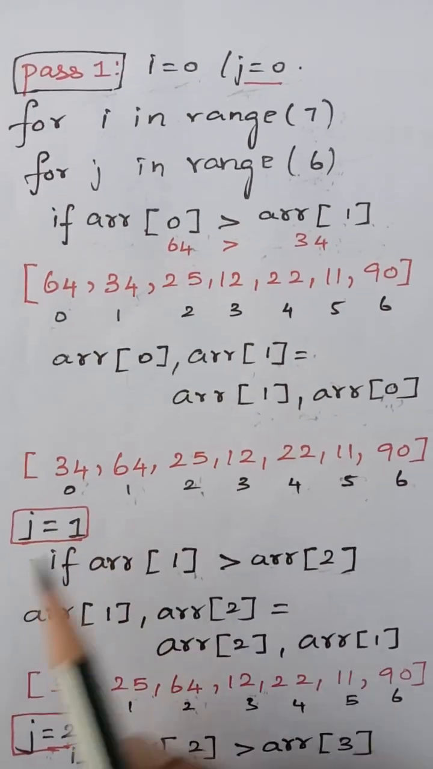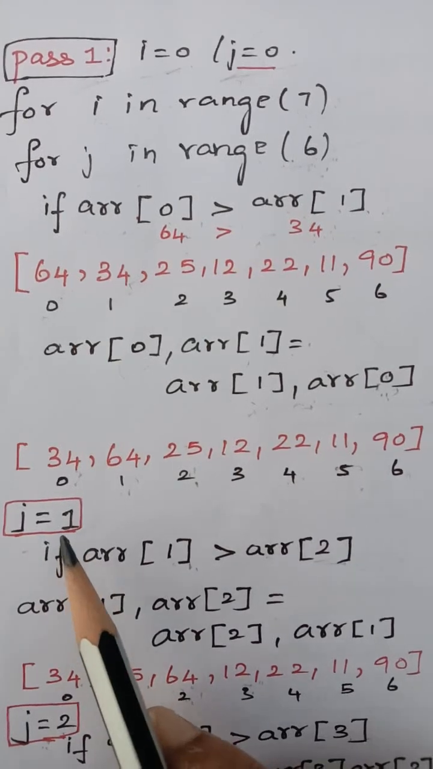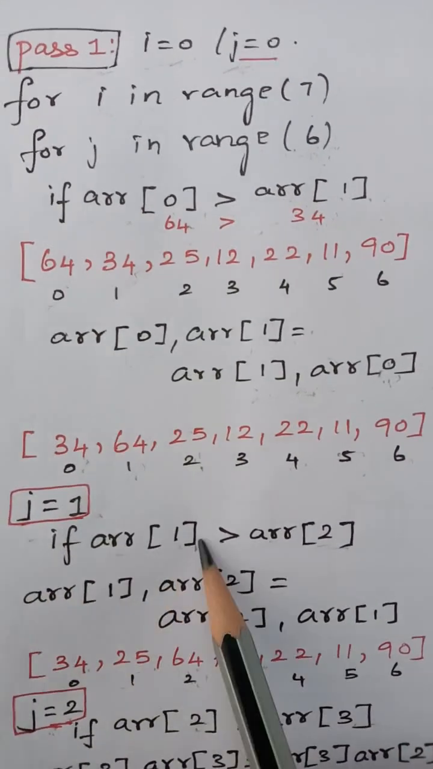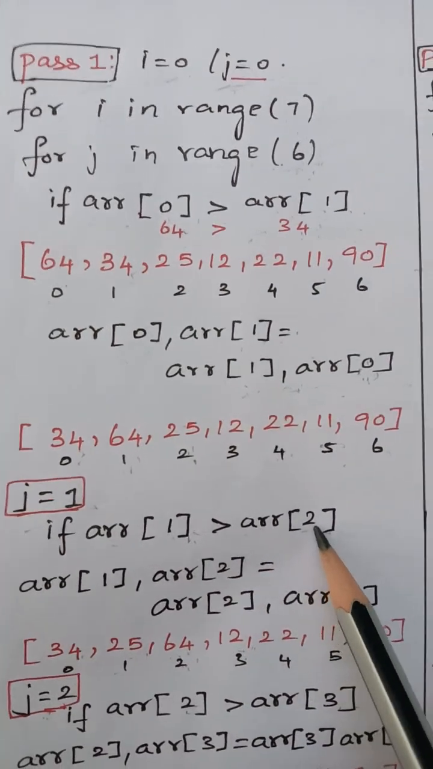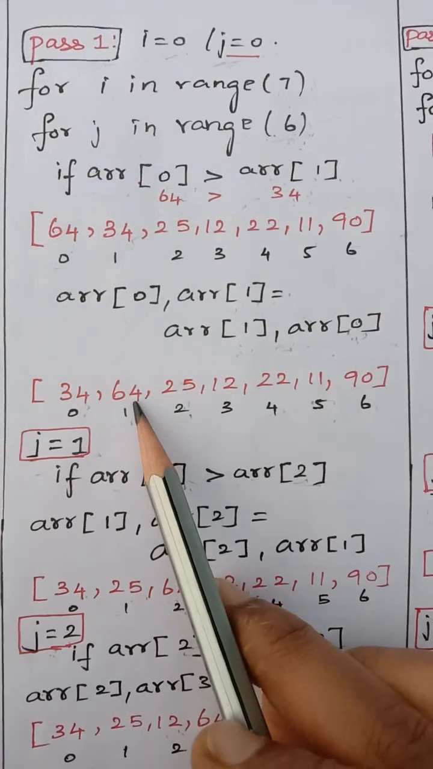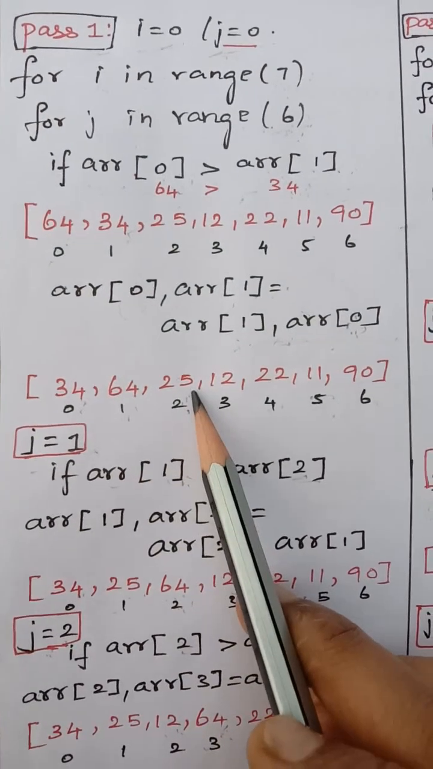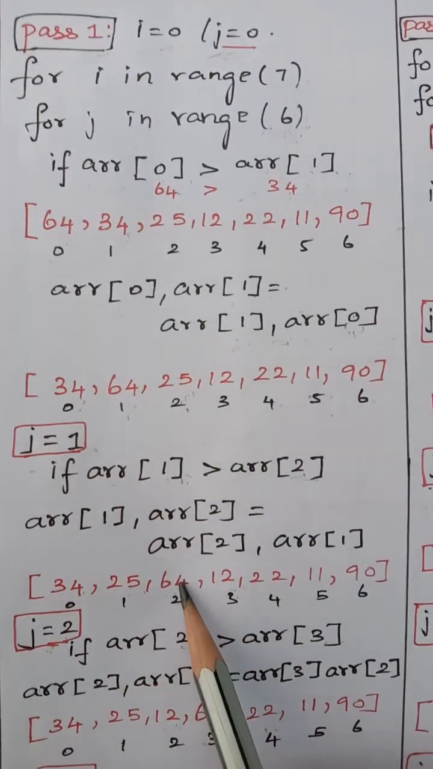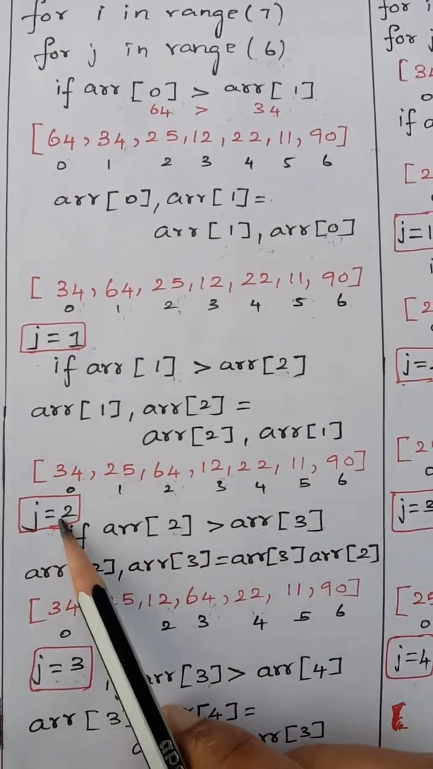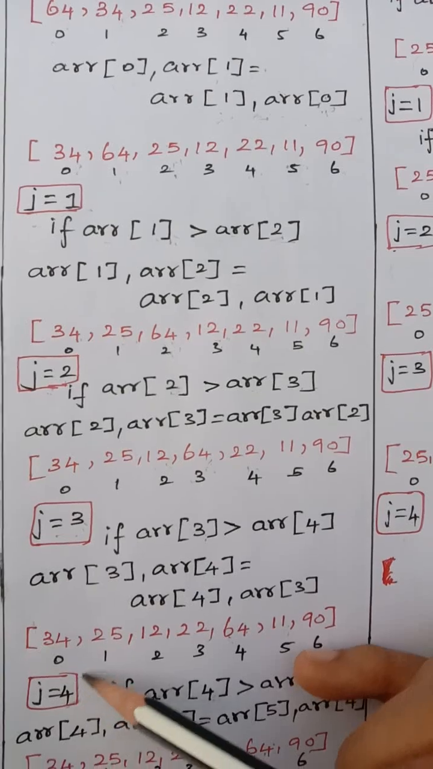Then the j value changes. j equal to 1. So if arr[1] greater than arr[2]. What do we have in index 1? 64. So 64 is greater than 25. Again swapping occurs: 25, 64. So for each value it checks the condition: j equal to 2, j equal to 3, 4 and 5.